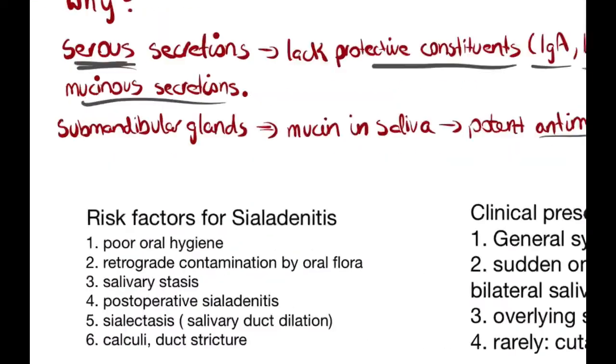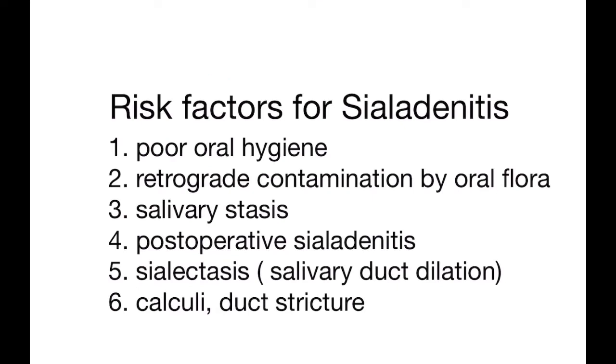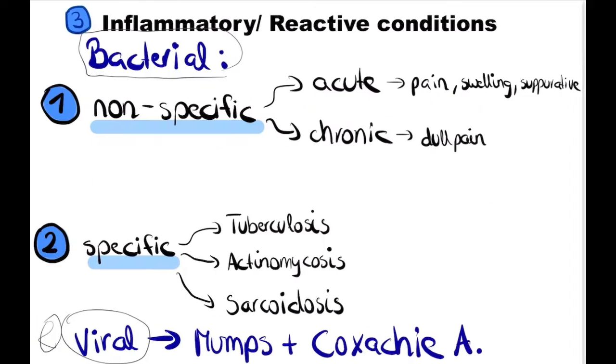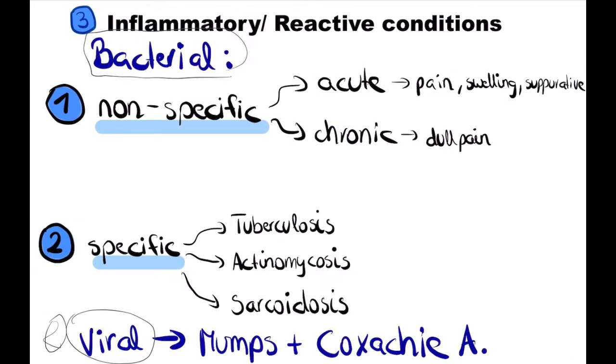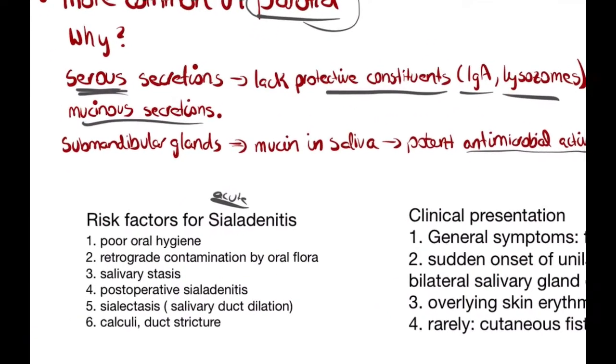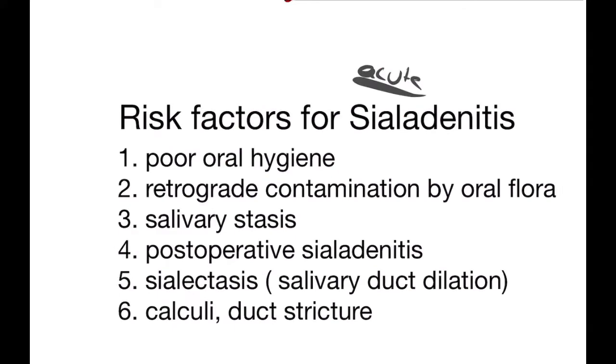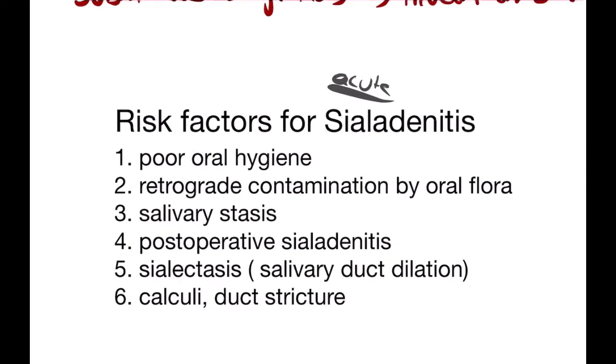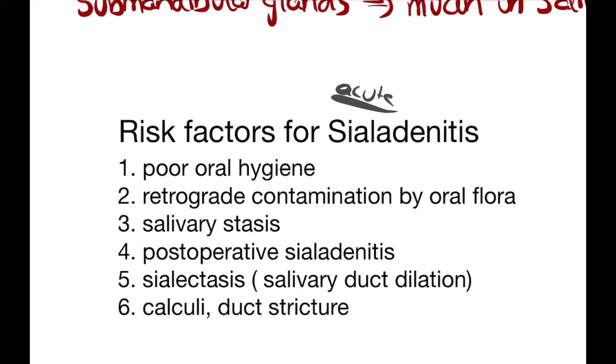So what are the risk factors for sialadenitis? It is the acute type where you have pain and swelling and suppurative secretions. So the risk factor for getting sialadenitis is poor oral hygiene.